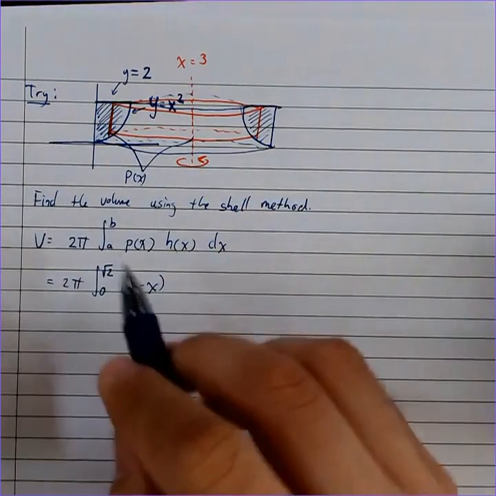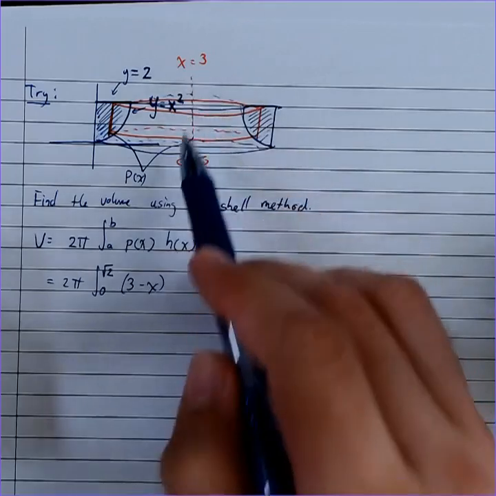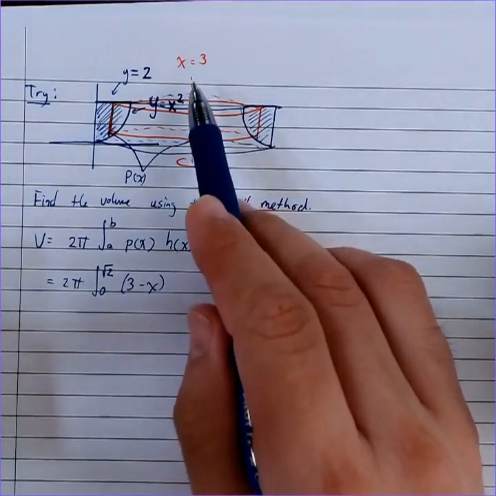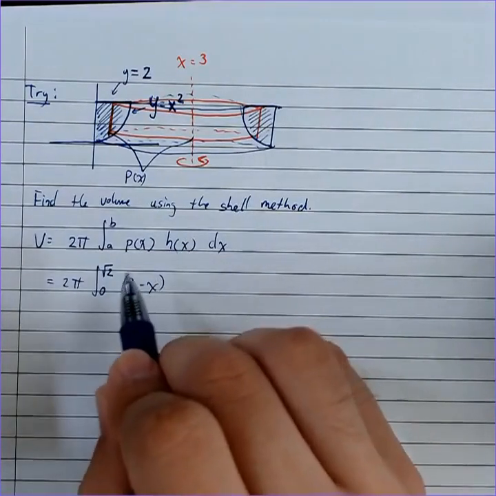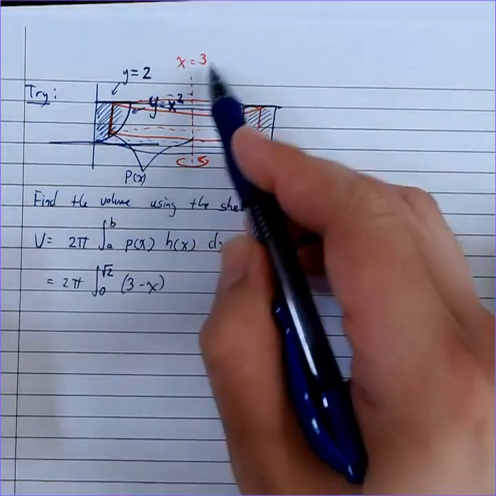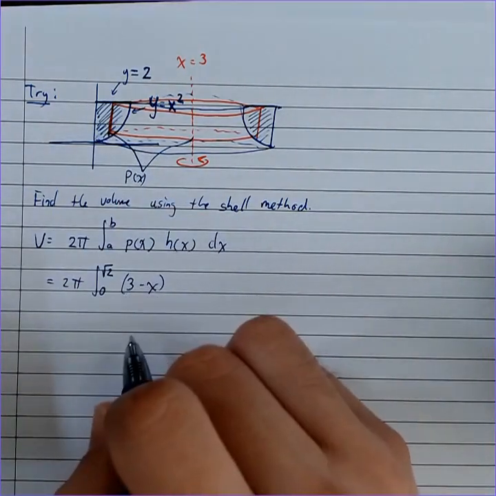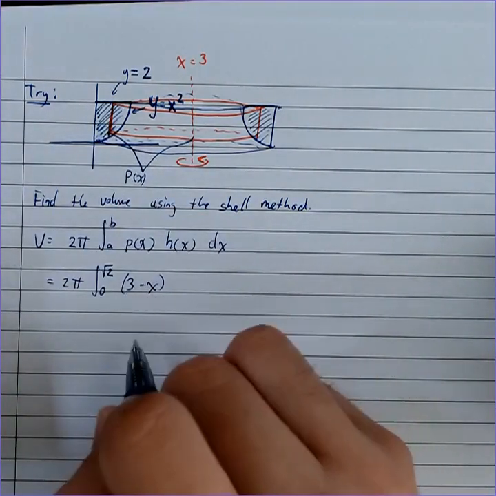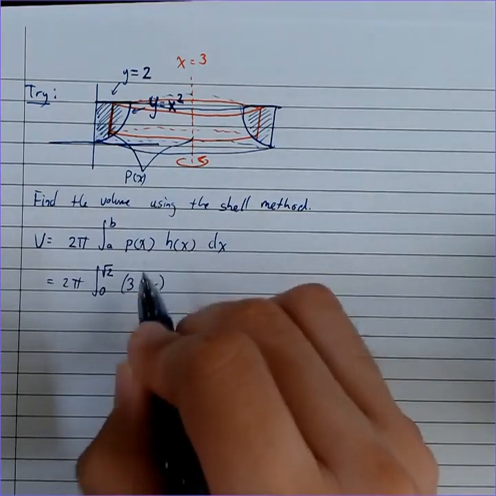You're going to notice that shows up a lot for the shell method. p of x, if your axis of revolution is not the x-axis or the y-axis, if it's somewhere else, you're going to notice this pattern show up a lot. The axis minus the variable. So, 3 minus x, or in another orientation, 3 minus y, something like that. Okay? That's not guaranteed to happen, but you're going to notice that happen a lot.